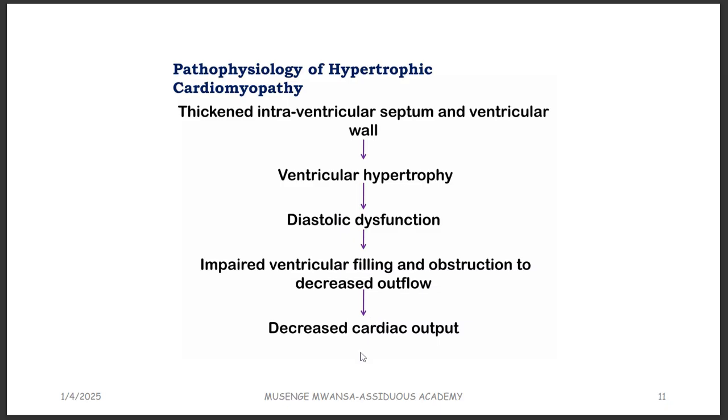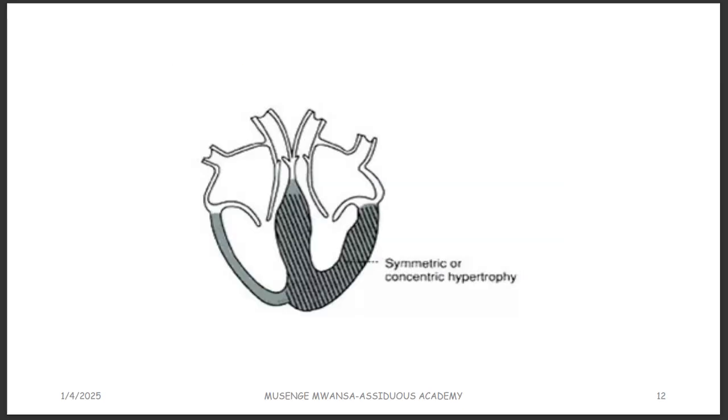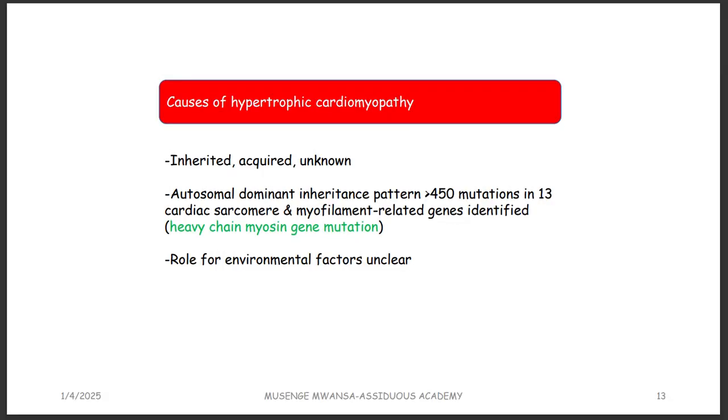And because of this, because the ventricles are small, they can't get enough blood. So even what they pump out is small, there's decreased cardiac output. So you can see, of importance here, there is a thickened septum. You can see the chambers have become small, specifically on the left side. Symmetric or concentric hypertrophy.